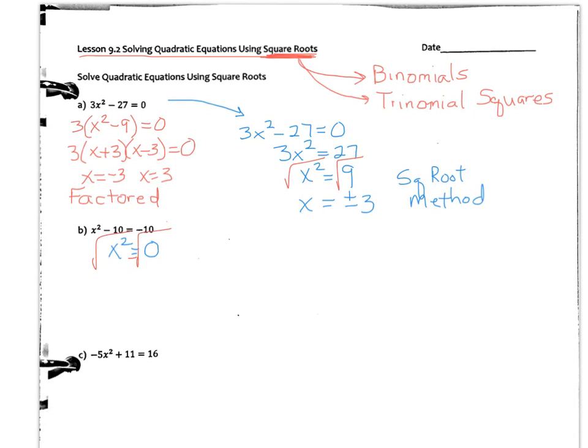And the square root of x squared is x. And the square root of 0 is 0. So this one only has one solution. This one over here had two solutions, positive and negative 3. And this one has one solution. Alright, let's try the next one.